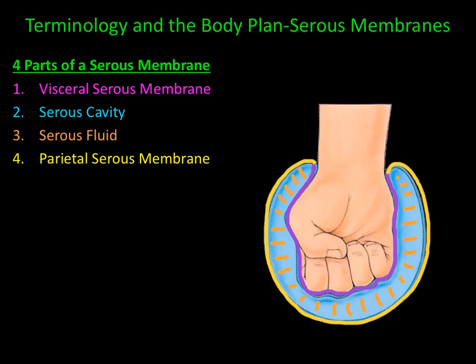The visceral serous membrane is the membrane that touches the organ itself. The parietal serous membrane is the outermost membrane. In between the visceral and parietal serous membranes is a cavity called the serous cavity, and within the serous cavity you have a substance called serous fluid, which acts as a shock absorber and helps reduce friction.